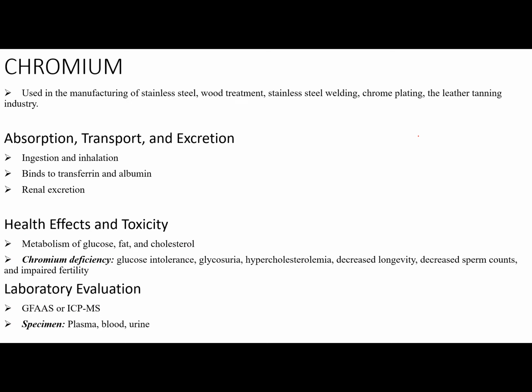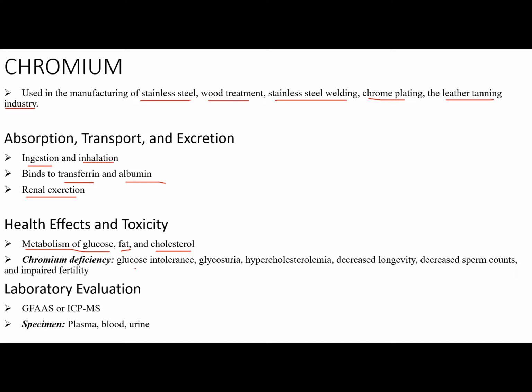Then we have chromium. Chromium is used in the manufacturing of stainless steel, wood treatment, stainless steel welding, chrome plating, and the leather tanning industry. Absorption is via ingestion and inhalation, it binds to transferrin and albumin, and is excreted via renal excretion or via the urine. Health effects and toxicity: it is responsible for, or helps in, the metabolism of glucose, fat, and cholesterol.